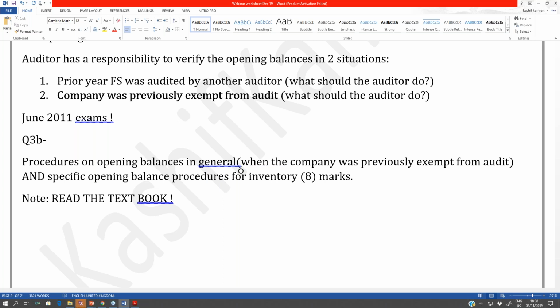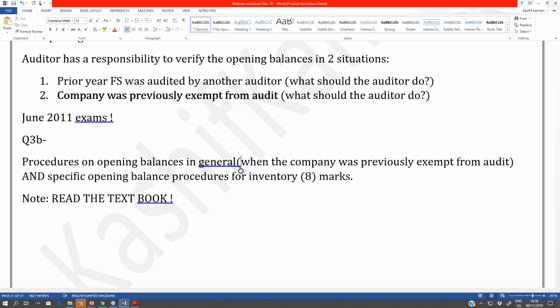So will all of you be looking into the book, exploring procedures on opening balances? Have you got the path? Have you got the track? Has every one of you got the track to prepare the topic opening balances? And will you be going into the textbook exploring what the procedures on opening balances are, and in specific, what procedures the auditor performs on inventory for opening balances?